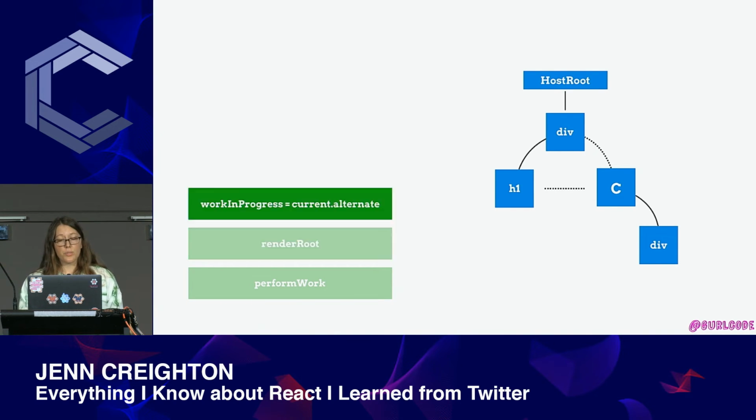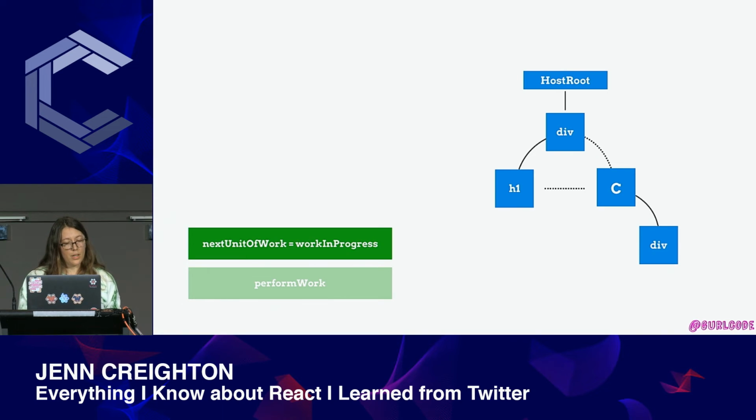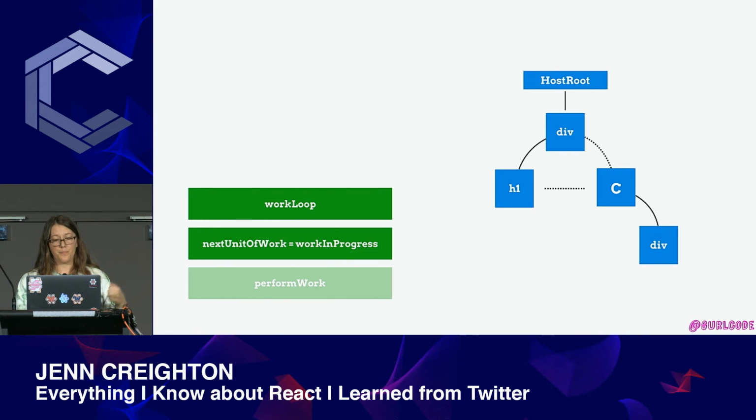And when it resolves, it is once again performWork. We're going to call renderRoot. And again, we are switching the fibers here. So the current alternate becomes our work in progress to make sure that we are writing to the correct one, and we leave the current flushed state alone. So again, it's going to be assigned as the next unit of work, and we're going to enter the work loop again.